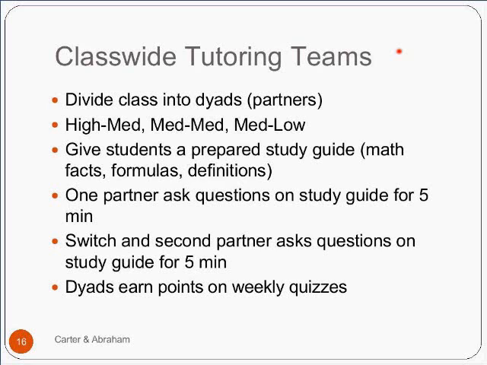Some specific things that we can do to help with memory. One idea is something called class-wide tutoring teams. And this is where we take our whole class and divide them into dyads or partnerships. And when we're dividing our students into partners, we want to pair high-performing students with medium, medium with medium, and then medium students with low. If we put a high and a low together, sometimes they don't work very well together because there's such a discrepancy in their achievement, and two low students are often not good partners to make academic gains.